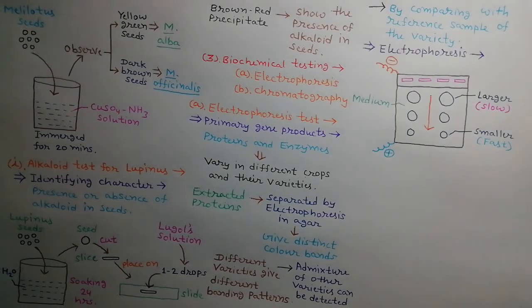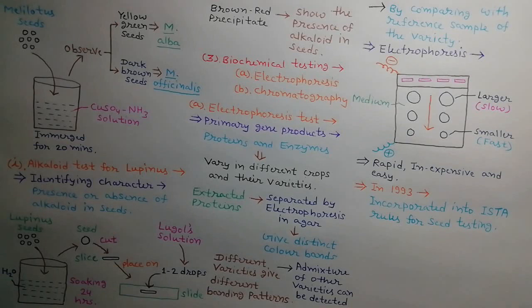In electrophoresis, the particles migrate differently in an electric field on the basis of their charge, meaning cations positive or anions negative, and the molecular weight. Larger molecules move at slow rate while smaller molecules move at fast rate. As a result, they get separated. This technique is rapid, inexpensive, and easy. As a result, this technique has been incorporated into the International Seed Testing Association rules for seed testing in 1993.